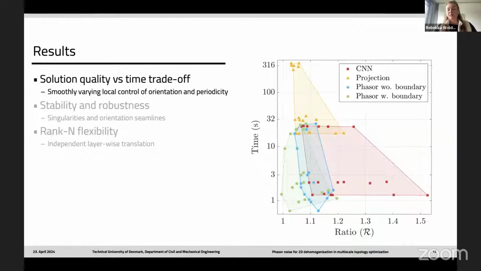And just a brief summary of some of the results from the article. The procedure was compared to some of the other leading in-house methodologies for de-homogenization, where it was found that the phasor noise approach offers a really good alternative in terms of solution quality and computational time trade-off, as well as a proof of its scalability and promise for more complex structures and problems.